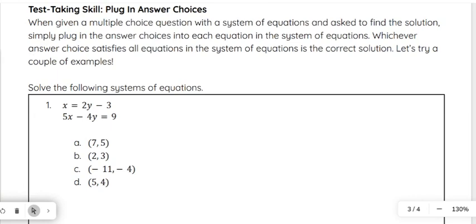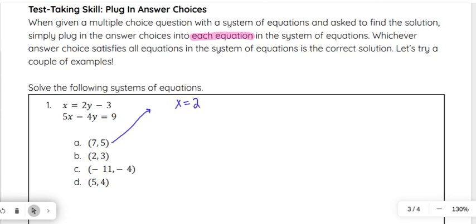So that time-saving technique, again, is just going to be to take each answer choice here, A, B, C, D, and plug it into each equation in the system of equations. We'll start with answer choice A, 7, 5, and plug it into the first equation. If it works for the first equation, then we'll try the second equation. If it works for both, then it is the answer. If it doesn't work for one or either, then it is not the solution to that system.